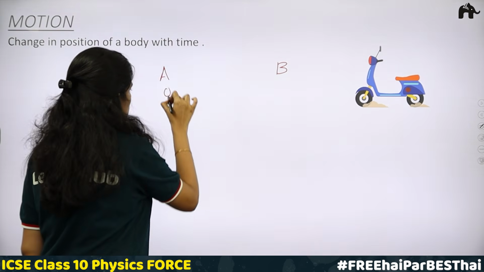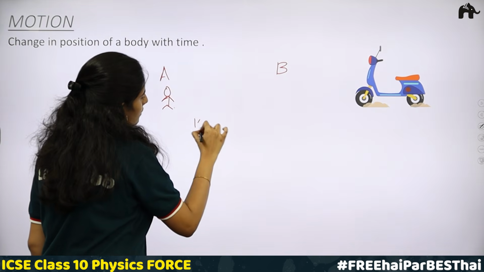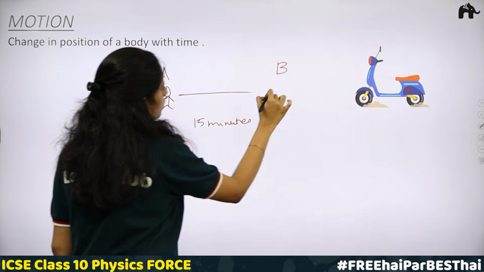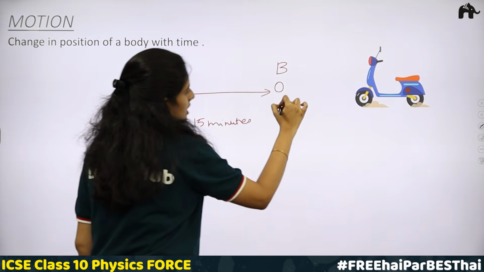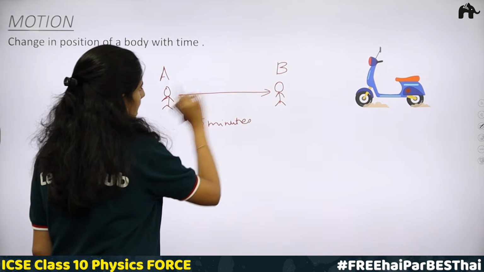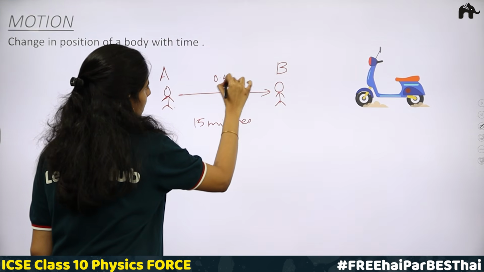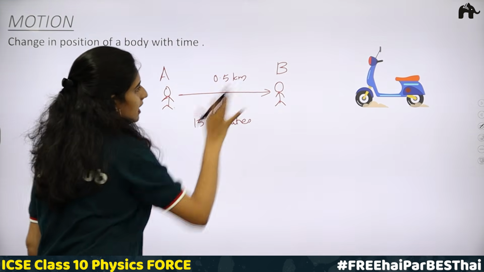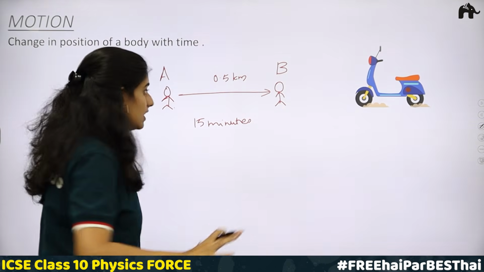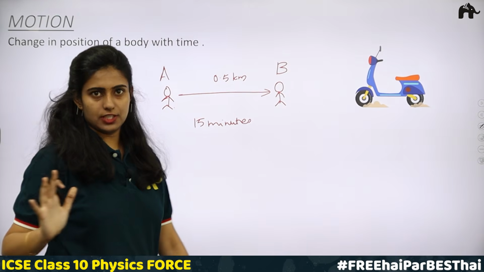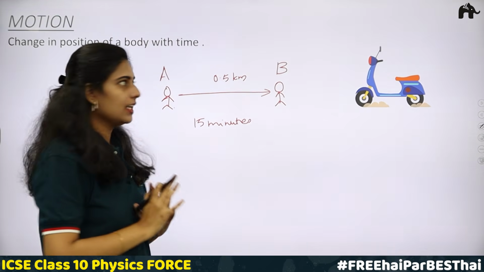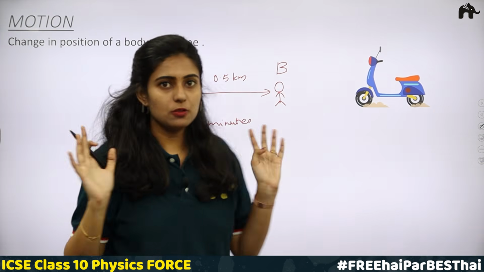A person was standing here. In 15 minutes, he had moved to a position B. With respect to time, let us say he has travelled some 0.5 kilometer. This 0.5 kilometer distance he has travelled in 15 minutes. Then we say that this body was in motion. A body at rest has come to motion. Clear? This is a basic idea about motion.